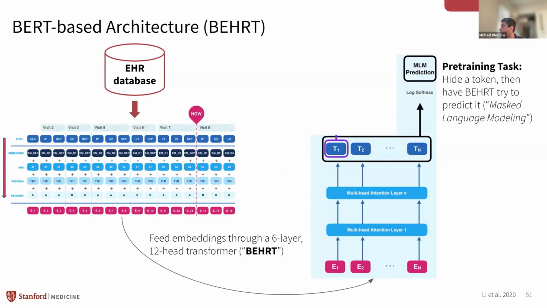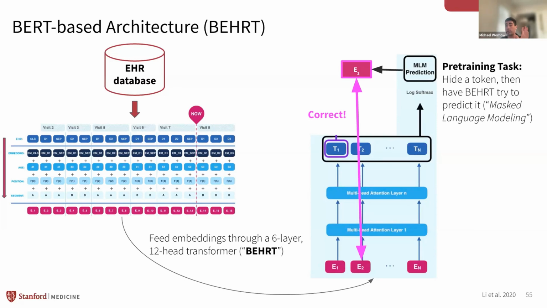For those unfamiliar with masked language modeling, it works basically like this. We randomly hide a token from our sequence. So this little gray masked square at the bottom, we're going to hide that token from the model. We're going to ask the model to predict what that masked token was. And then we're going to compare the prediction with the ground truth. If it's correct, that's great. If it's incorrect, then we're going to penalize the model. And that's how it's going to learn a better representation of the EHR.